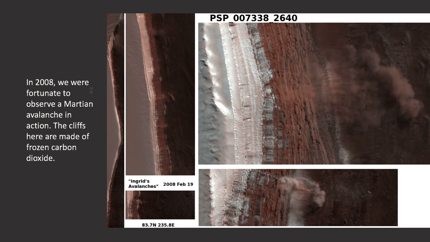And last thing on Mars, just a neat fact: we happen to have one of our satellites looking at this cliff. Now, this is a cliff made of frozen carbon dioxide. It's not ice. And we happen to be looking at it just at the moment that there was an avalanche. And so we got a neat time-lapse picture of the avalanche happening in real time.